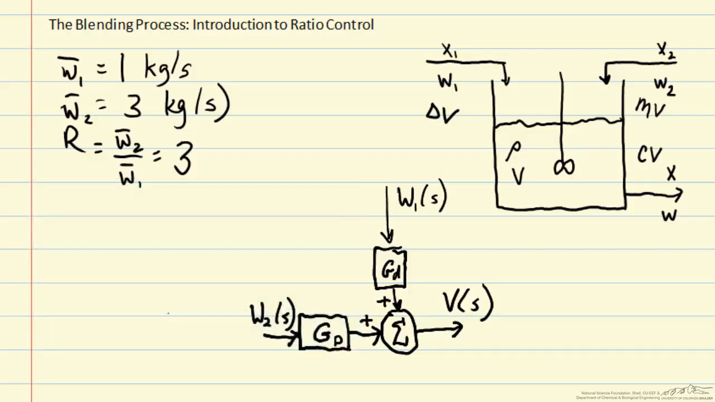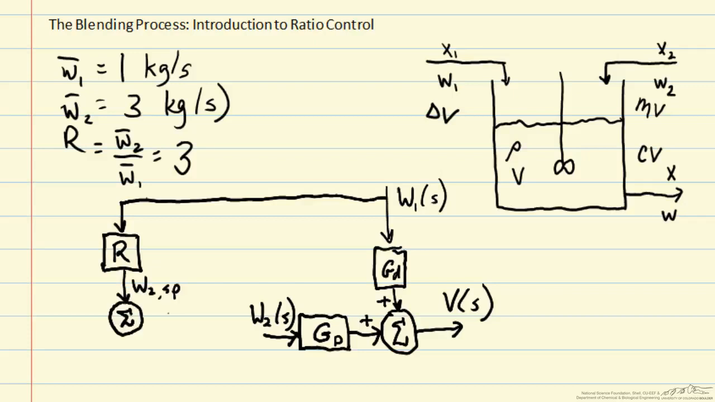So here's our process. We have a manipulated variable, W2, and a disturbance variable, W1. And in ratio control, we are going to add a feed-forward loop where we measure the disturbance variable. In this particular form of ratio control, we will multiply W1 by our desired ratio, which here would be 3. And this will give us a set point value for W2. And we will compare that in a feedback loop here to the actual value of W2.